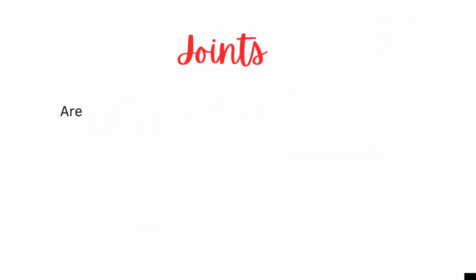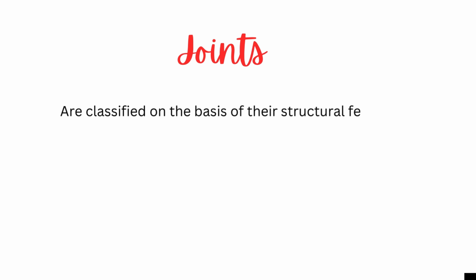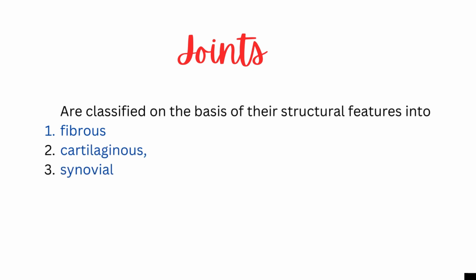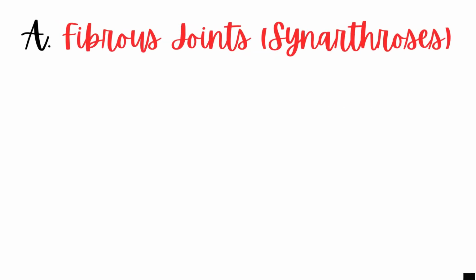Now if we talk about the classification of the joint itself, we classify joints on the basis of their structure into three categories: first is the fibrous joint, second is the cartilaginous joint, and the third is the synovial type, which has synovial fluid and a synovial cavity in it. So let's discuss each of them one by one. We're going to begin with number one.